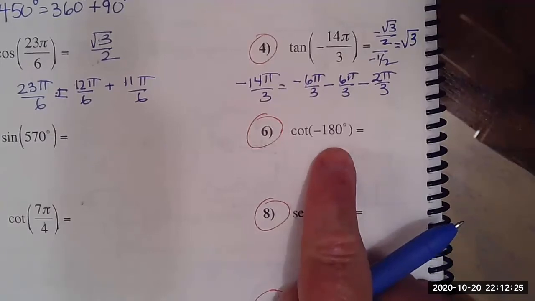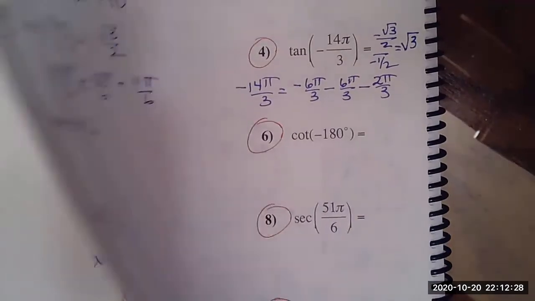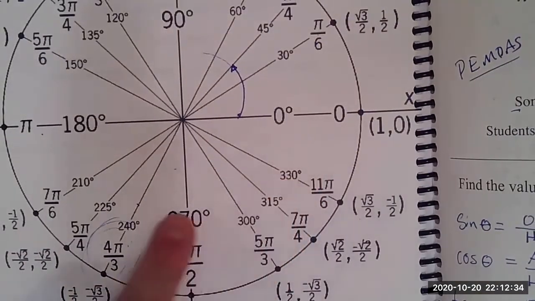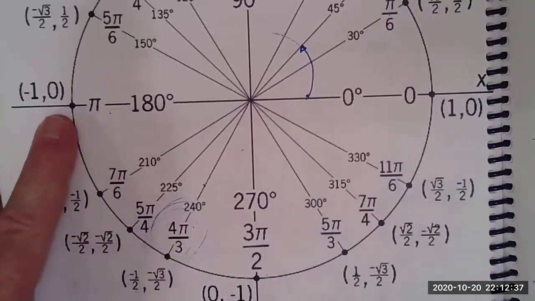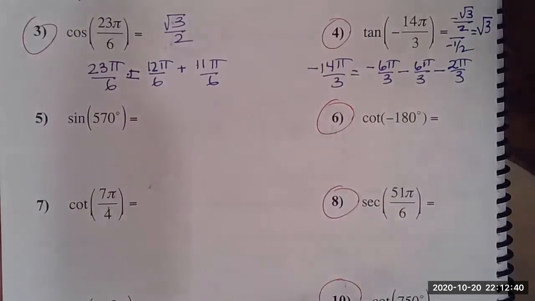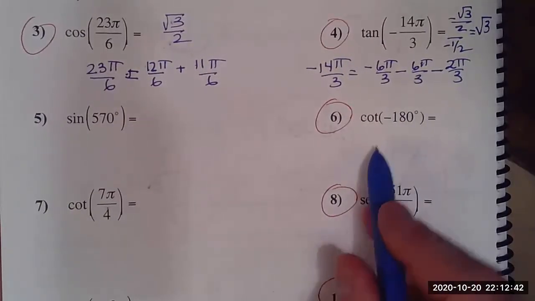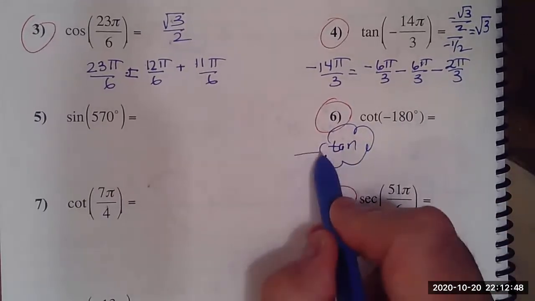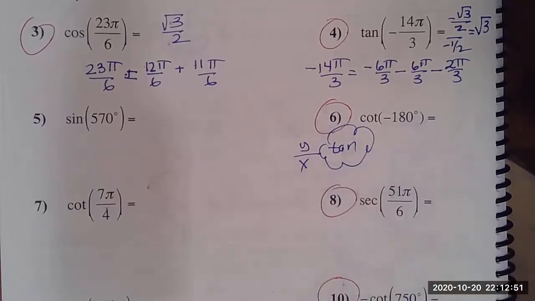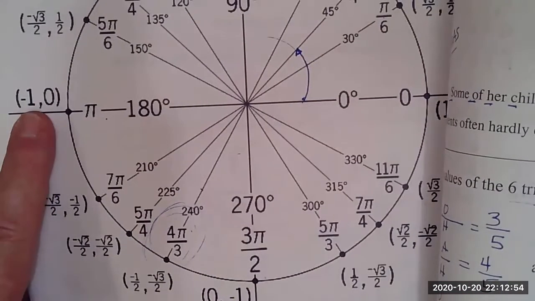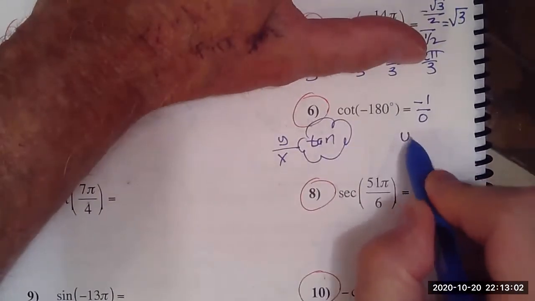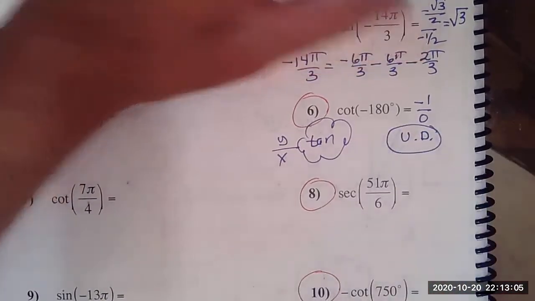Okay, negative 180 degrees. Well, that gets me to the same place as 180 degrees. Negative 180 degrees goes around and stops right here. Here's my ordered pair: -1, 0. I want cotangent. Tangent is y over x. Cotangent is x over y. So -1 over 0. And that is undefined.